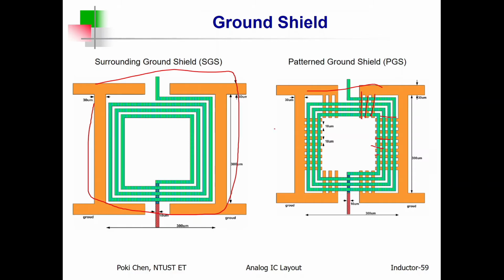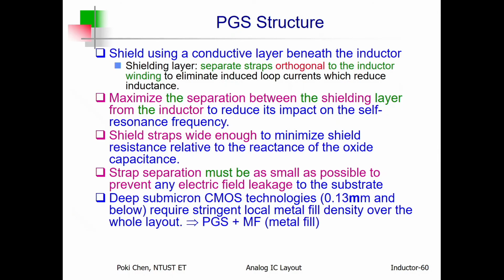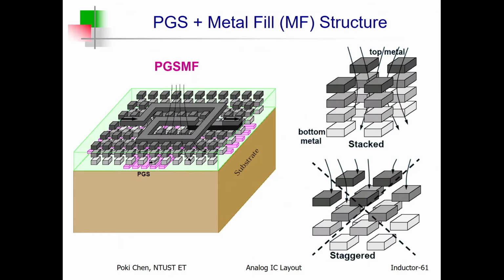Okay, in this way, the Q factor will be much better. Okay, that is the PGS structure. Anyway, for advanced processes, you need to pay attention to the fill factor, right? If the fill rate becomes too low, then DRC will show something wrong.